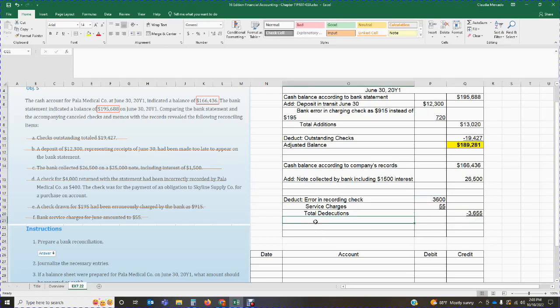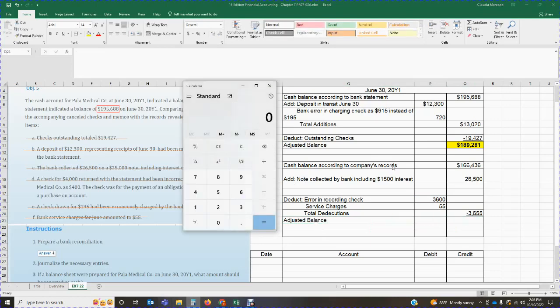Now I can get my adjusted balance for my company's records. So how are we going to do that? We're going to get our beginning balance of 166,436. I'm going to add my 26,500. That was the note that was collected. And then I'm going to subtract the 3,655. Sorry about that. So we have 166,436 plus 26,500. That gives me 192,936 minus 3,655. That will give me 189,281. Just as over here.